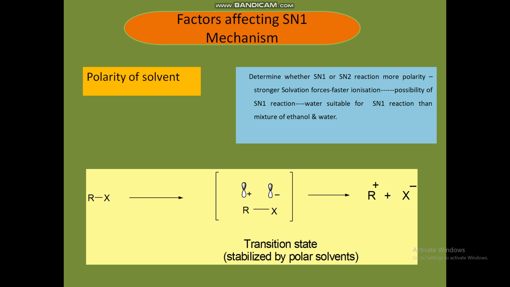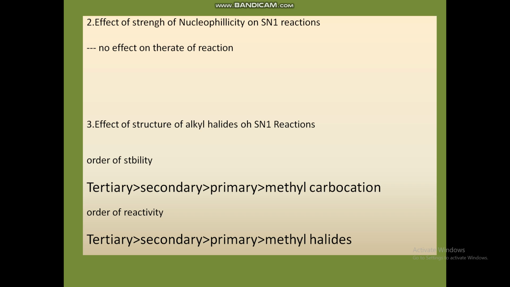Next, the effect of the strength of the nucleophile on SN1 reactions. We have already seen that nucleophiles do not take part in the rate determining step of the SN1 reaction, so the strength of the nucleophile has no effect on the rate of reaction. Third, the effect of the structure of alkyl halides on SN1 reactions. Carbocations are the intermediates in SN1 reactions, therefore the more stable the carbocation formed, the more rapid will be the SN1 reaction.